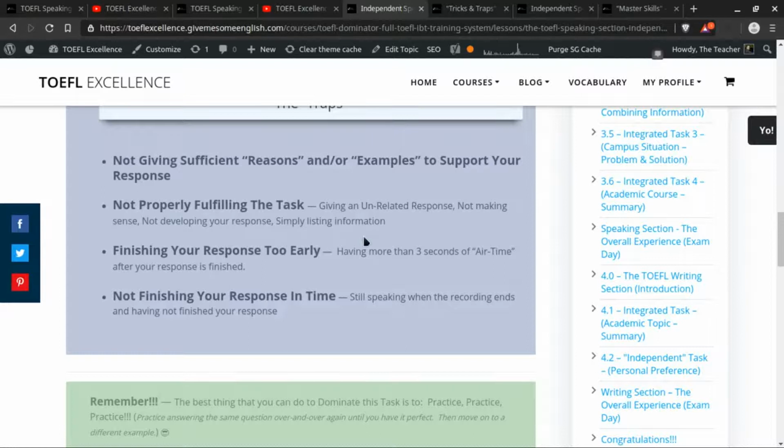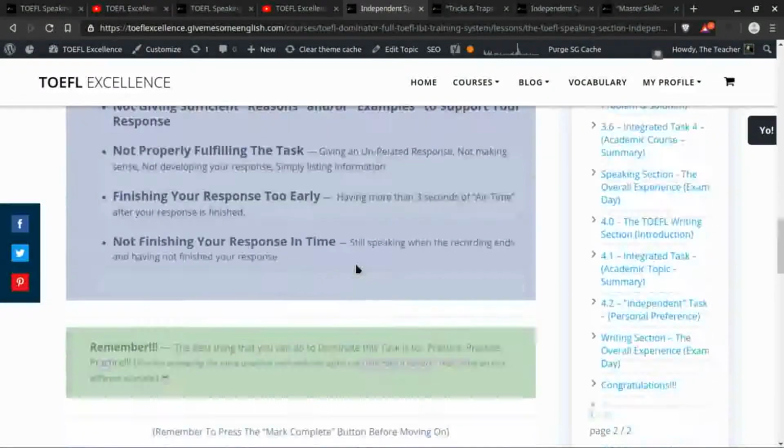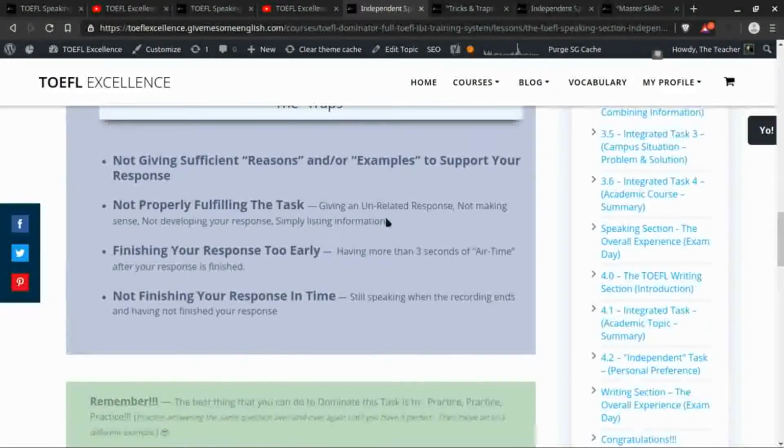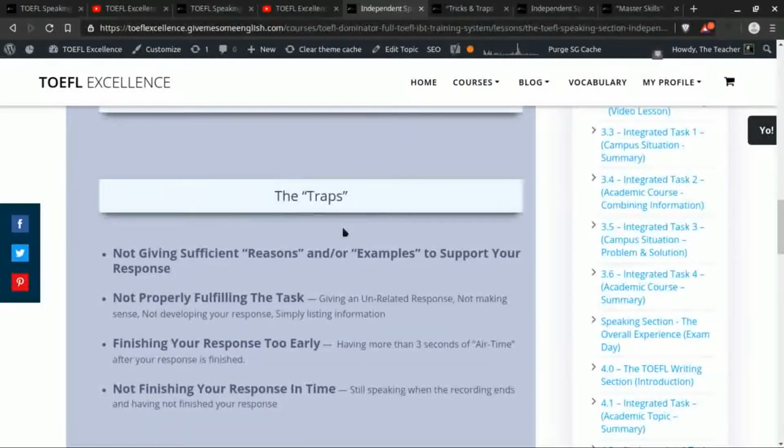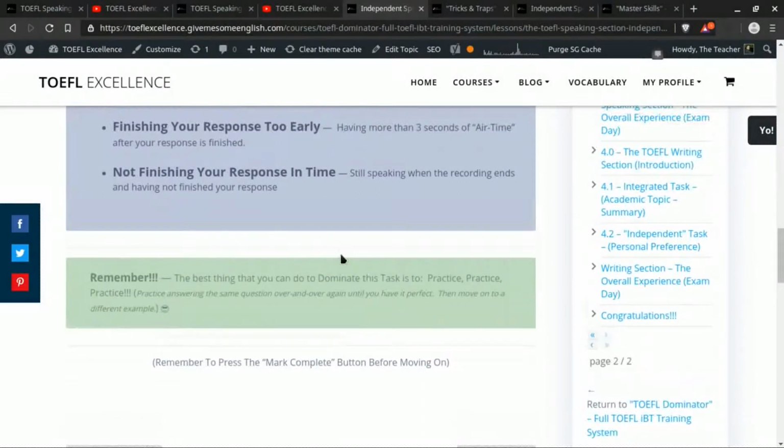If you just simply list information. Now this one, it's not necessarily all that possible with the second speaking task, but it could be. If a person just starts speaking about why they would choose one preference, but they don't mention anything about the preference or the choice that they didn't choose, then it could be something like that, where they're just simply listing information. And then the other things, finishing your response too early or not finishing your response in time. Those are about the only things that you could get trapped with on this particular task type.